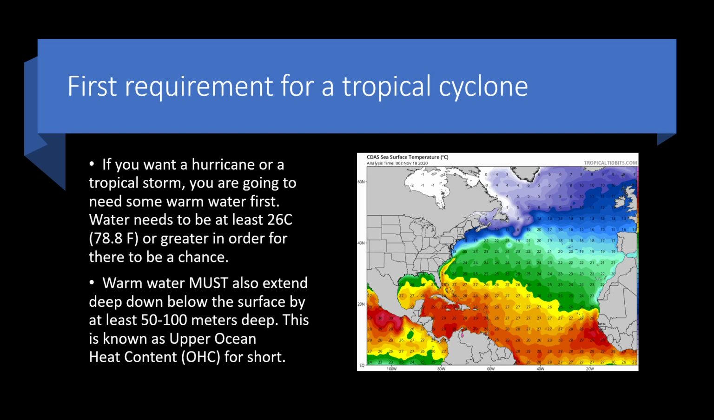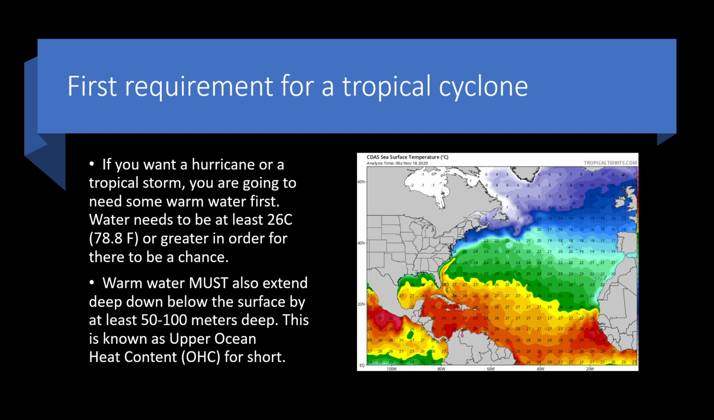So the very first requirement in a tropical cyclone, if you're going to want a hurricane or a tropical storm, you're really going to need some warm water first and foremost. Now, typically the water needs to be at least about 26 degrees Celsius or about 78.8 degrees Fahrenheit or greater in order for there to be a substantial chance of tropical cyclone formation.